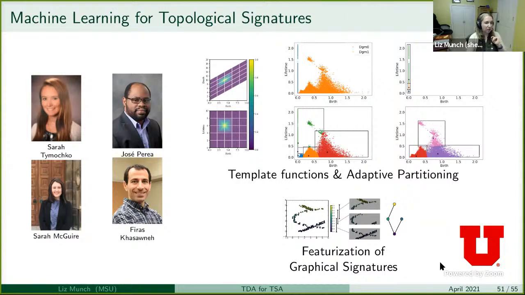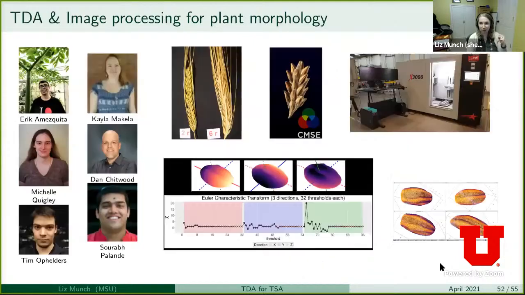A lot of this then comes down to, if you're going to do actual applications with real biologists in this context, what do you do? Okay, so I've been collaborating a lot with, so this is Dan Chitwood right here. His affiliation is CMSE and the Department of Horticulture. So he's a plant biologist.